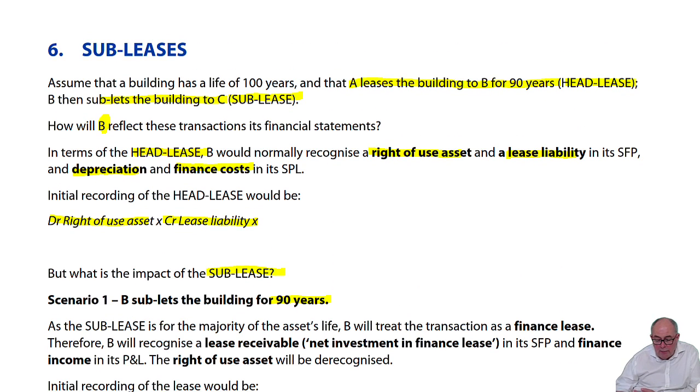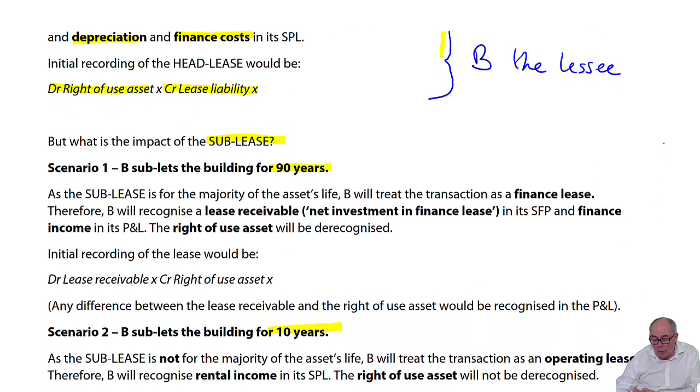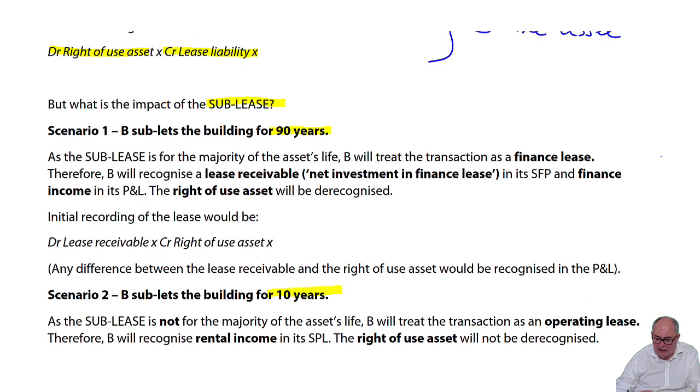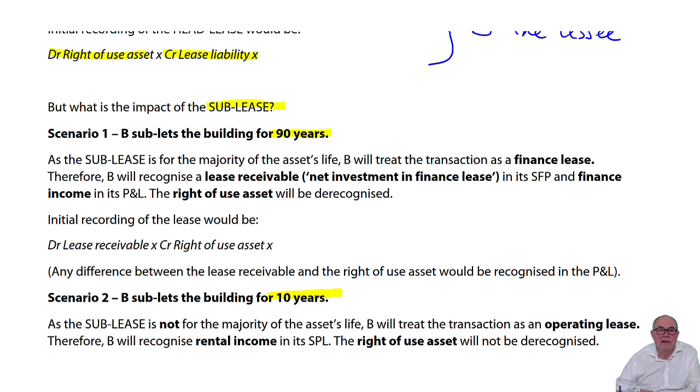Remember that when we were talking about the head lease, the role that B was playing, if you like, was B the lessee, the customer. But now the role changes because B is now passing on use of the asset to C. So it's almost as if B is wearing a different hat. So B has now got a new hat on. B is now the lessor.